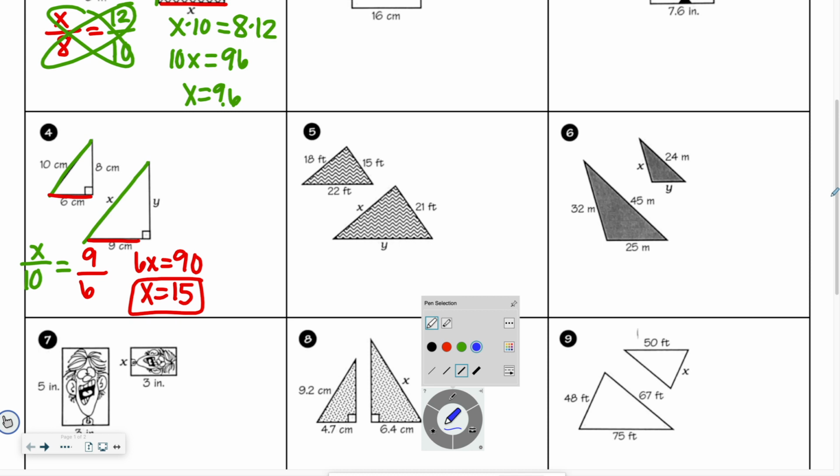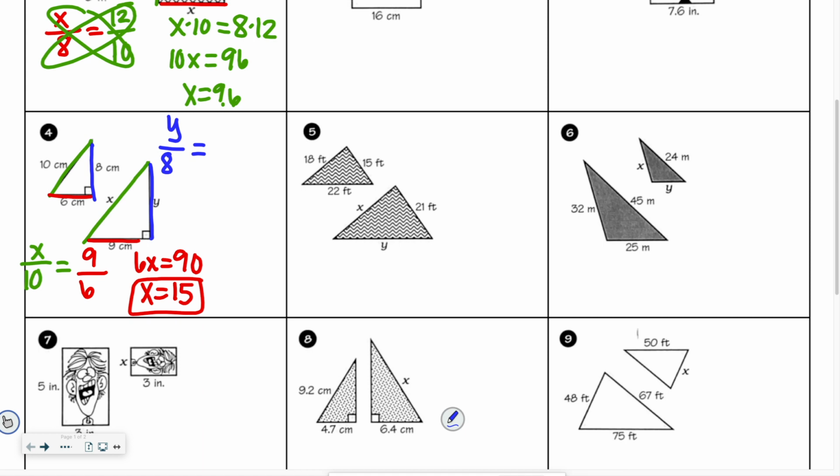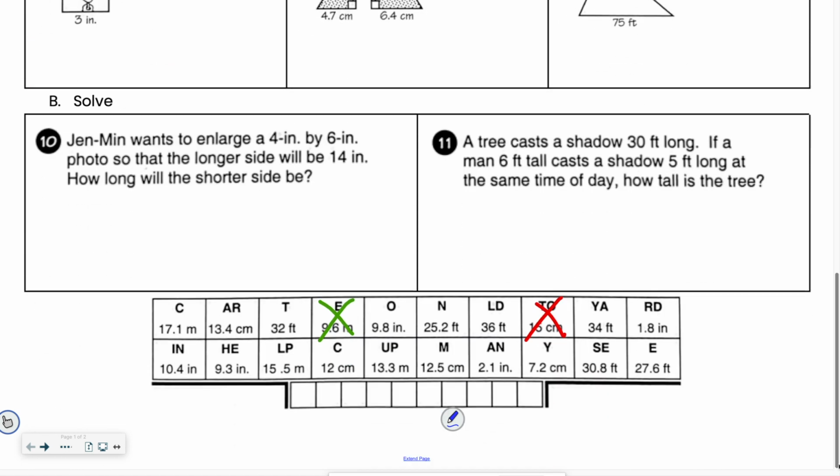Now we can find y. So y matches 8. And now we can choose whatever we want. I'm going to go with my red side just because I know those for sure go together. So 9 over 6. Cross multiply. 6 times y is 6y. 9 times 8 is 72. 72 divided by 6 gives us 12. Now on the bottom, cross off 12.